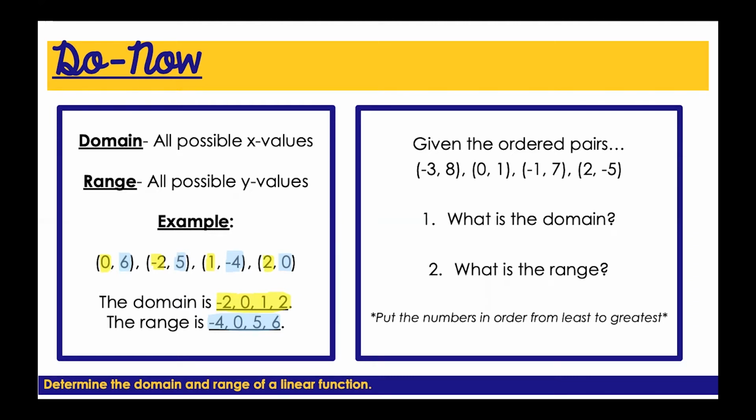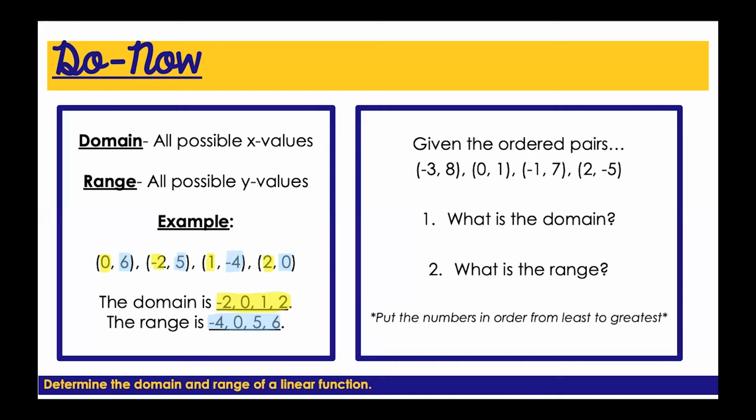Given the ordered pairs -3, 8, 0, 1, -1, 7, and 2, -5, I would like you to list your domain. And in question number 2, list your range. Remember, you have to put the numbers in order from least to greatest. Click pause right here until you are finished with your do now.